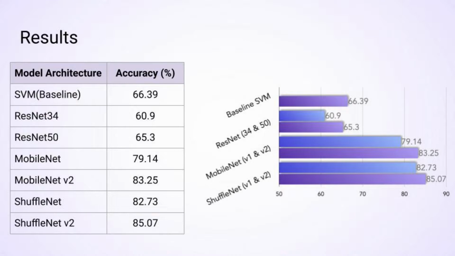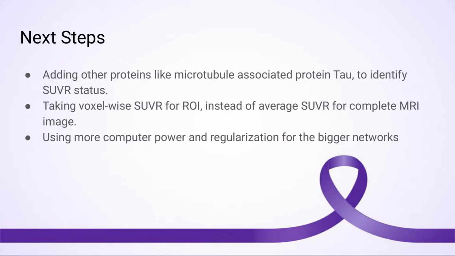Our results are promising because with an accuracy of 85% with ShuffleNet version 2, we expect that deep learning models may soon be able to predict patient status with a high enough accuracy to replace more traditional methods of diagnosis. This is an emergent field of research, and there are a few possible directions to take this next.